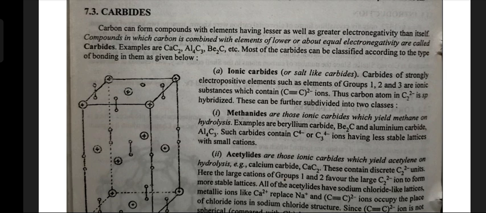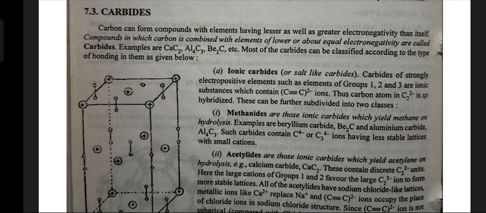Carbides. Carbon can form compounds with elements of lesser as well as greater electronegativity than itself. Compounds in which carbon is combined with elements of lower or about equal electronegativity are called carbides. Examples: CaC2, Al4C3 and Be2C.